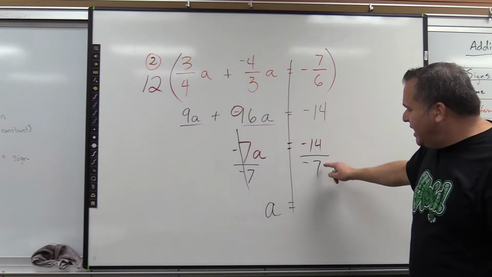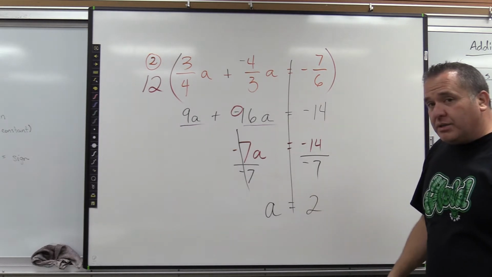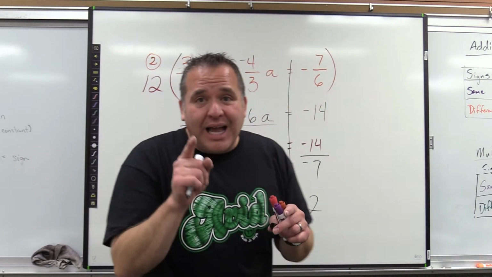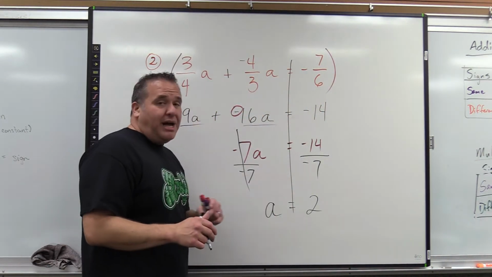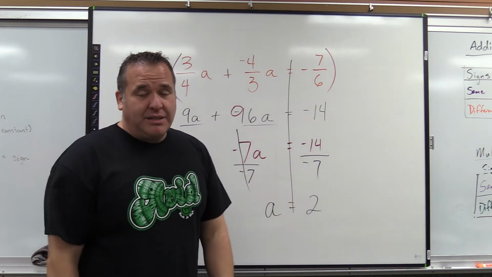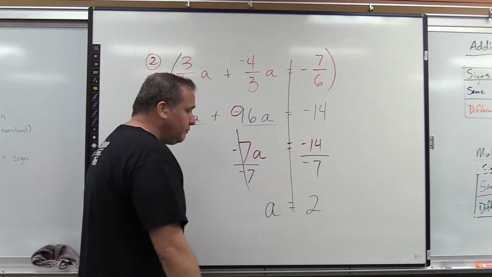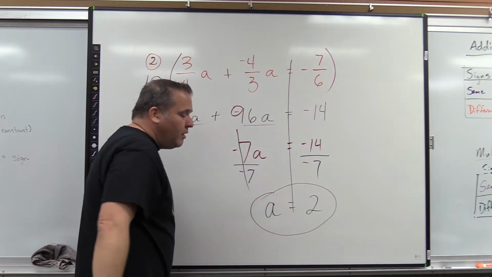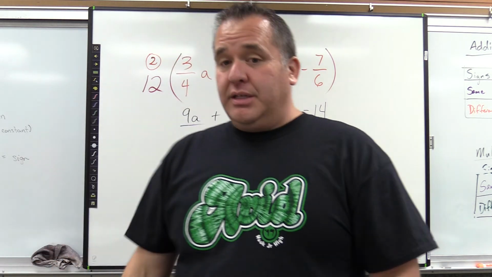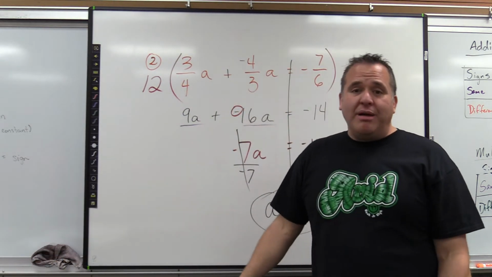You see, 14 divided by 7 is 2. We know this. But is it positive or negative? Remember, when you're dividing and the signs are the same, your answer will be positive. So negative divided by negative will end up being positive. Now, right there, we're done. So hopefully y'all understand a little bit of this now, okay? We did two great problems.